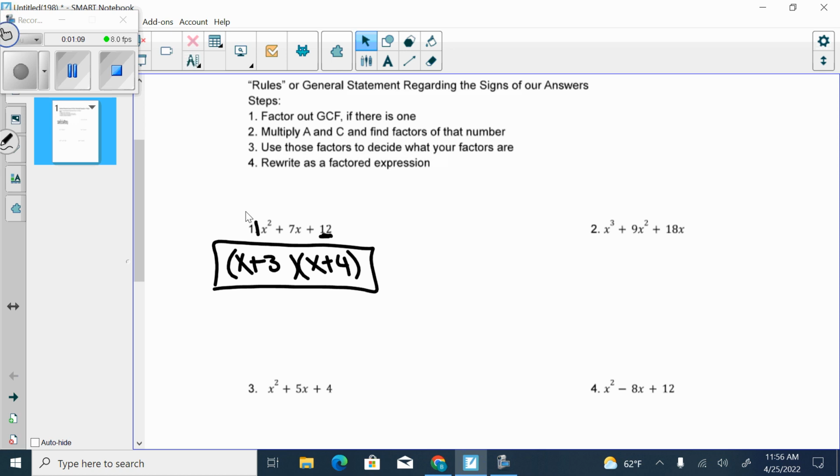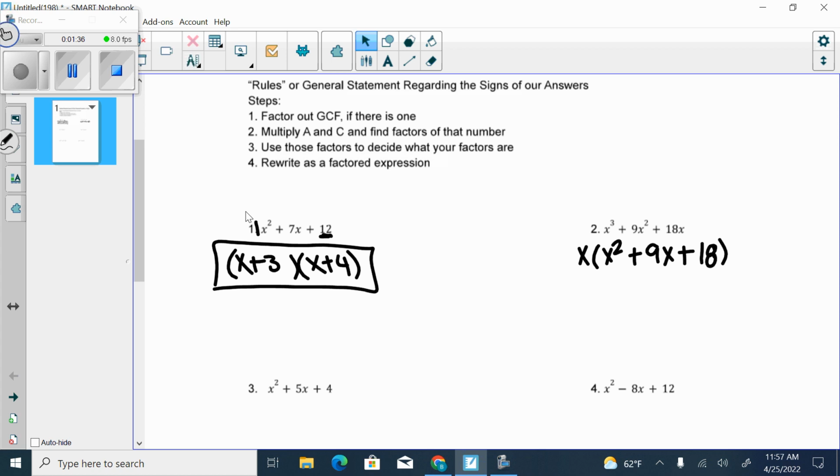Okay? On number 2, I'm looking for my GCF. Do you see one? What is it? X. Okay, so I'm going to take an x out of everything. If I take x out of x cubed, what's left? Good. And if I take x out of 9x squared, what's left? 9x. And if I take x out of 18x, we just are left with, very good.